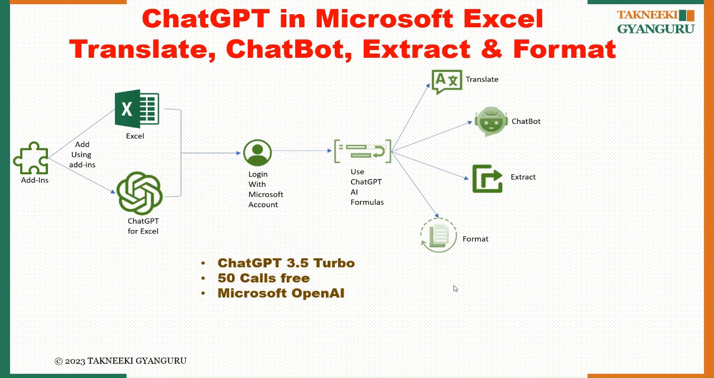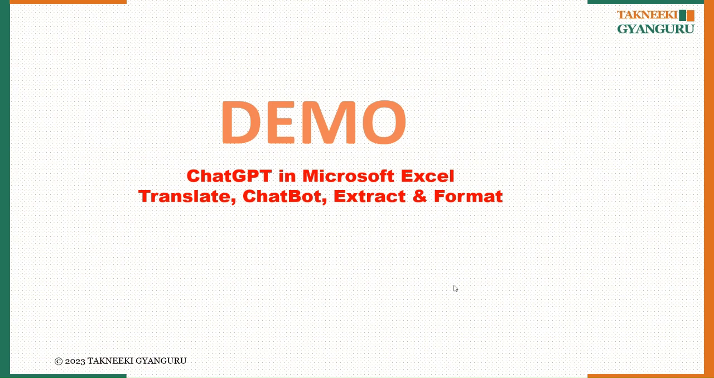Here we will use ChatGPT 3.5 Turbo. It is free for 50 calls, right? And if the 50 calls are over, then you have to subscribe for more calls. Or if you want to use ChatGPT 4.0, then also you have to subscribe for that, and you have to pay some more cost. Here ChatGPT is being used as Microsoft OpenAI. So this is time for the demo. Let's move to the demo and see how we can use these formulas.